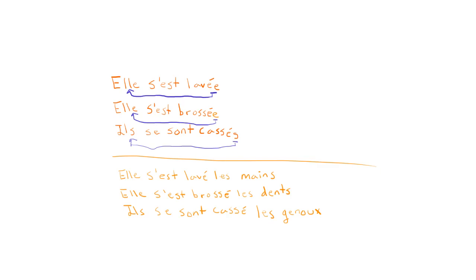Ils se sont cassés. So it's fine, you agree. Ils se sont cassés les genoux. Well, les genoux is at the end now, so you just don't agree it anymore, because the direct object is way after the past participle, and the past participle être. And in these instances, it's c'est, ce sont. Okay, so a little bit of information. Once you have these little things that I've highlighted in blue, you just don't agree it.